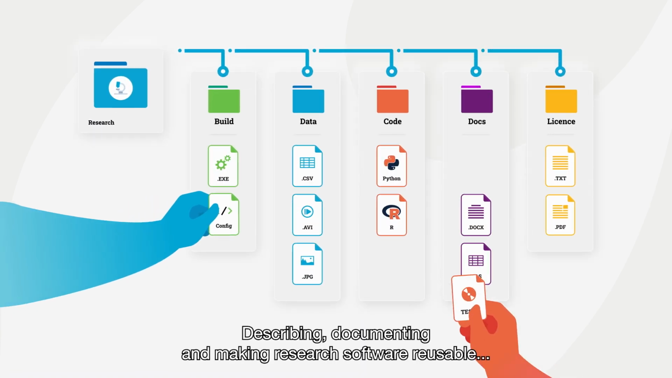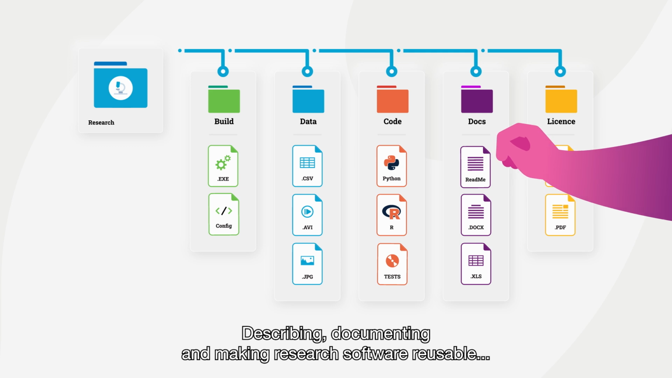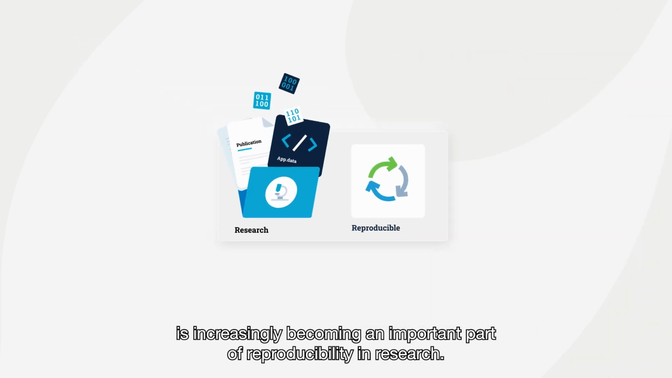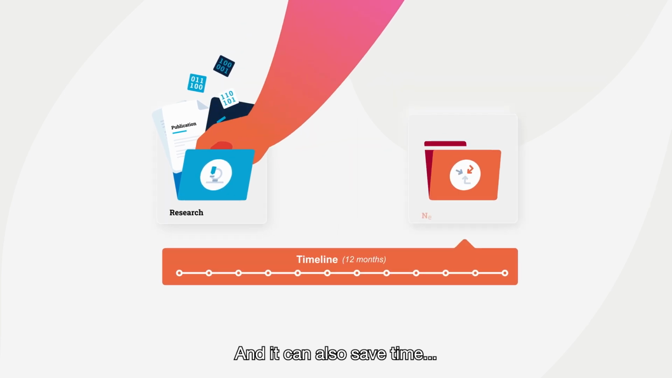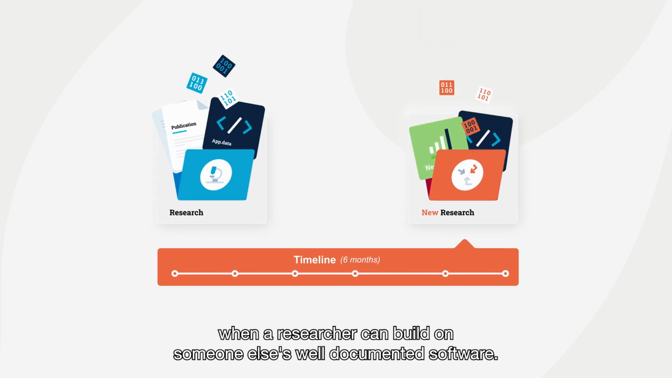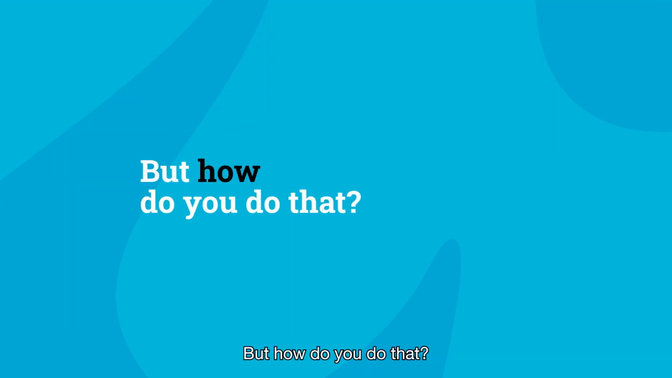Describing, documenting, and making research software reusable is increasingly becoming an important part of reproducibility in research. And it can also save time when a researcher can build on someone else's well-documented software. But how do you do that?